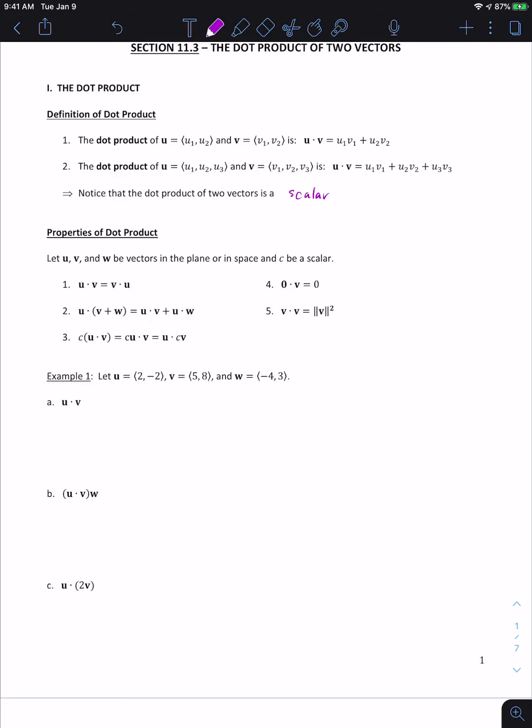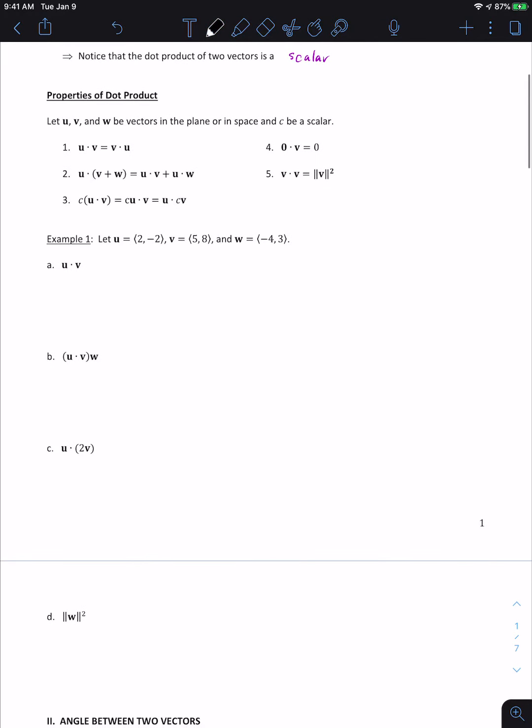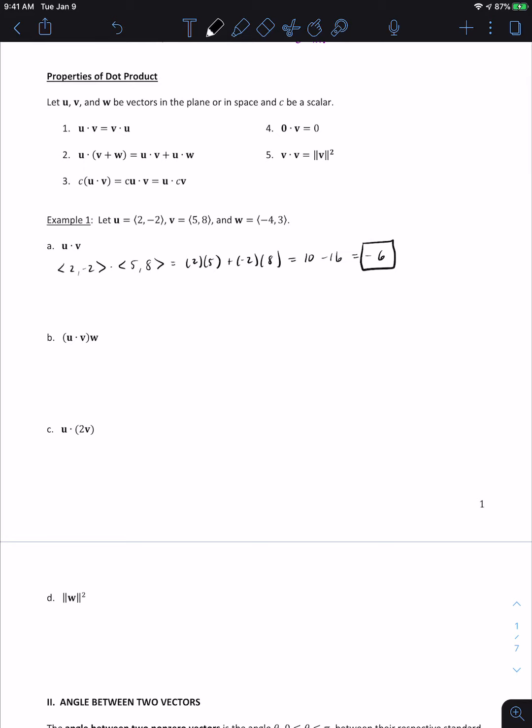Now let's practice computing the dot product. Okay, so let u equal that vector, v equal that vector, and w equal that vector. Now let's find u dot v. So u dot v again is going to be (2, -2) dot (5, 8). And what I can do here again is just first component times first component plus second times second. So this one's going to be 2 times 5 plus -2 times 8. So we get 10 minus 16, which is -6. And that's what we expected, right? Because the dot product is a scalar, it's a number.